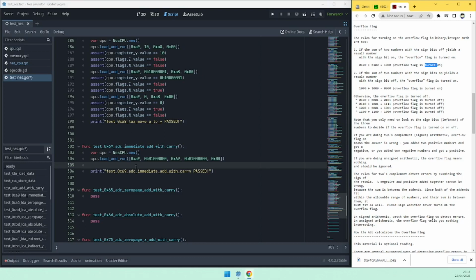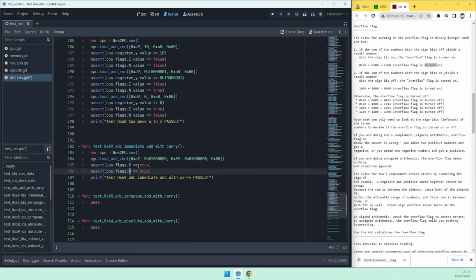So after, CPU flags.b should be true, and because this is not making a carry, carry should be false, and this is dot value. Before I forget, carry should be false. Let's make carry before overflow, and let's see if this passes.